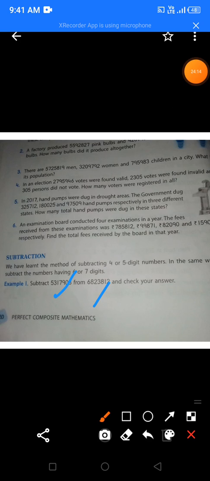So subtract 53 lakhs 17,903 from 68 lakhs 23,812 and check your answer. So what you have to do, children, you have to subtract this number from this number and then you have to check your answer. Okay, check means you have to check whether you have found the answer correct or no.